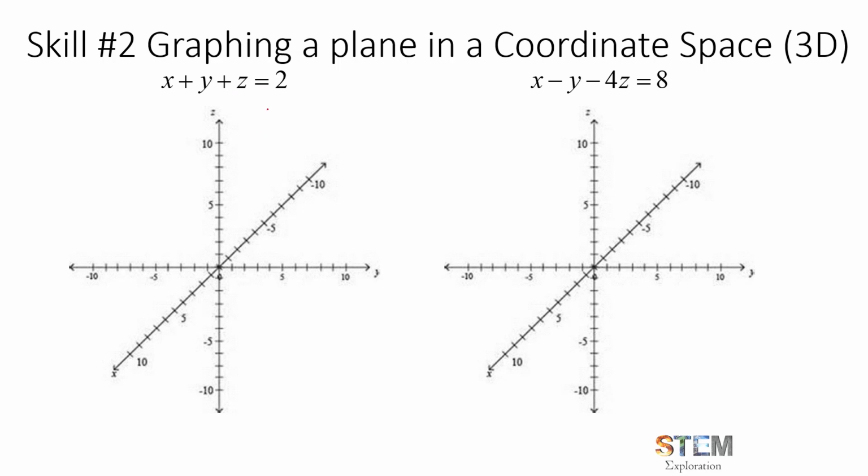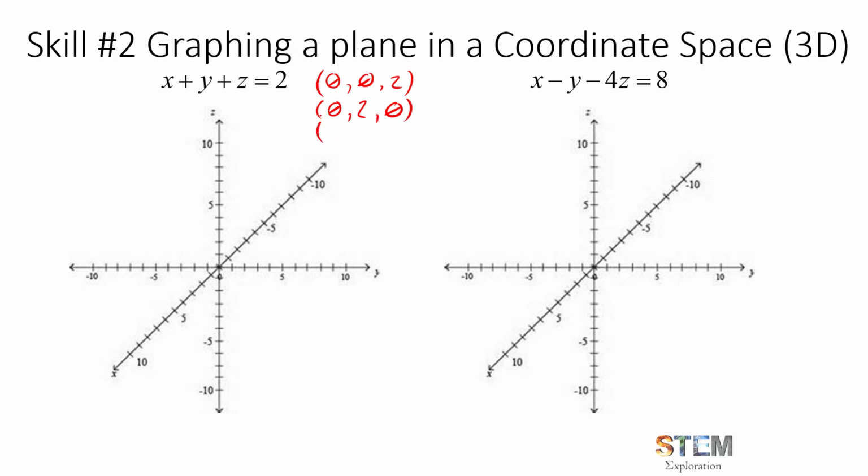Well, with an ordered triple, what you do is temporarily assume that x is equal to 0 and y is equal to 0, and you just kind of cover those up. Well, then z would have to equal 2 in order for this to be a true solution. Same thing if you wanted to figure out what the y-intercept was. Assume that x and z are 0. Well, then y would have to equal 2 in order for that to be true.